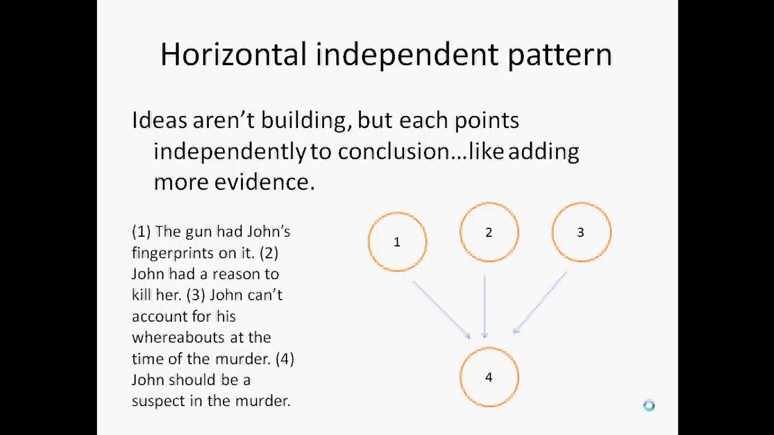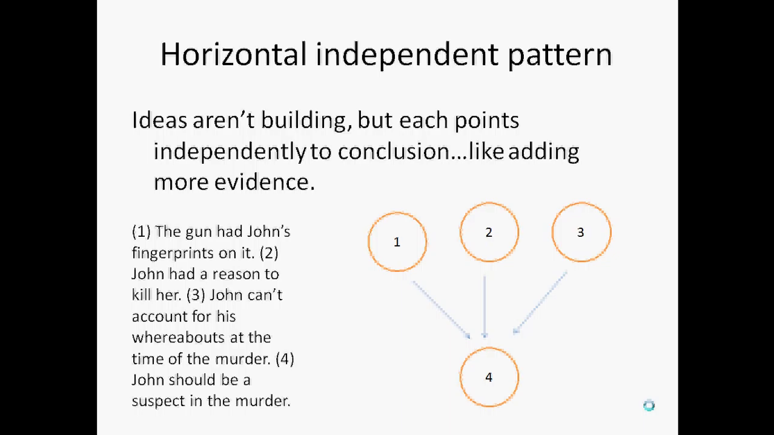So here's our argument. The gun had John's fingerprints on it. John had a reason to kill her. John can't account for his whereabouts at the time of the murder. Therefore, John should, I didn't put the word therefore in this write-up, but it should be there. Therefore, John should be a suspect in the murder. So the conclusion is John should be a suspect in the murder.